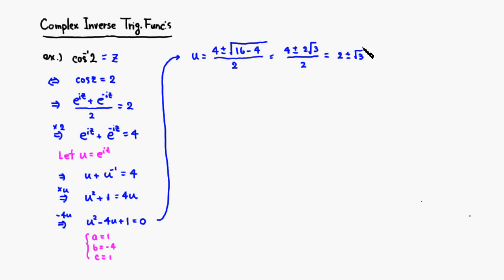So we found the u value. U is e to the iz, which is equal to 2 plus or minus square root of 3. Then we can just take the natural log of both sides. So you have the natural log of e to the iz, you're going to get iz. Then you have the natural log of 2 plus or minus square root of 3, and the absolute value of a real number is the same real number, as long as it's positive, which it looks like it is.